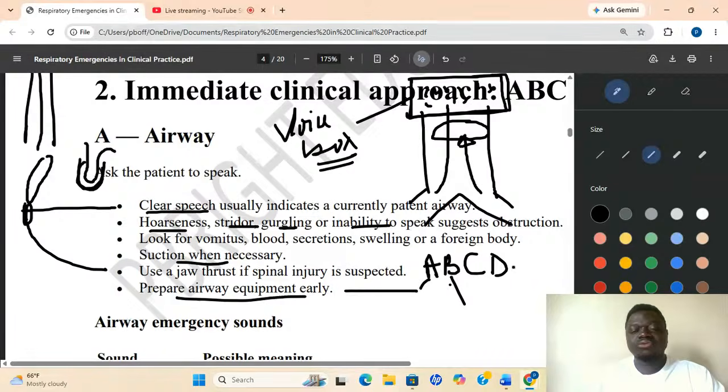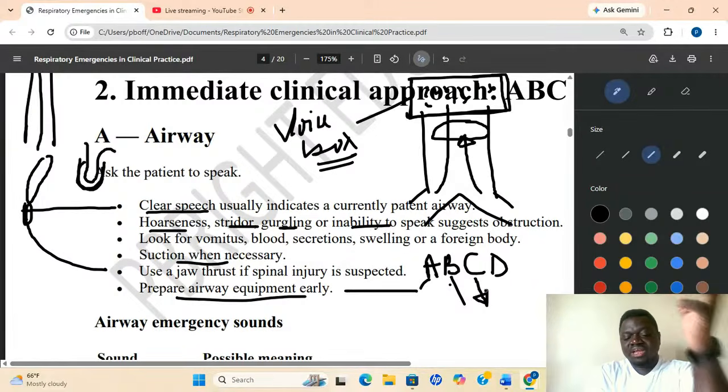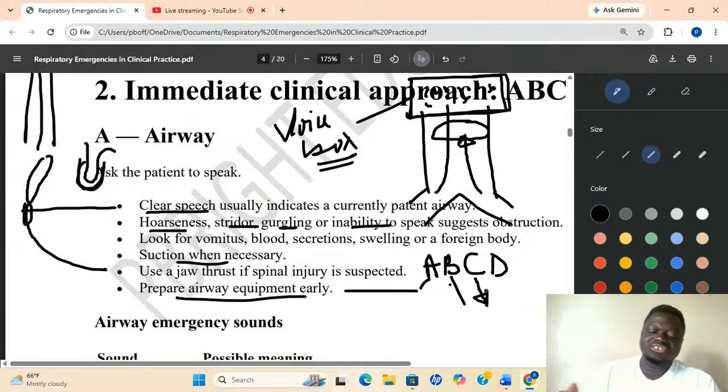Now the circulation. I will not talk much about circulation, but in anesthesia or in theater, in circulation, your IV line will come, your IV fluid will come. If you want to warm your IV fluid, a warmer. If you want the IV fluid to go so fast, you talk about the pressure bag, all these other equipment. Then the D talks about the disability, the GCS and all those things.